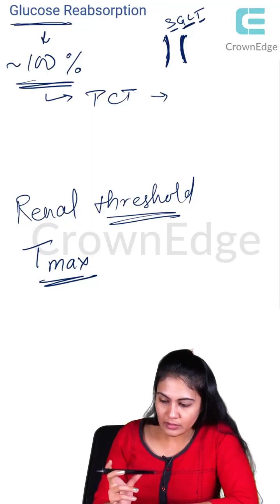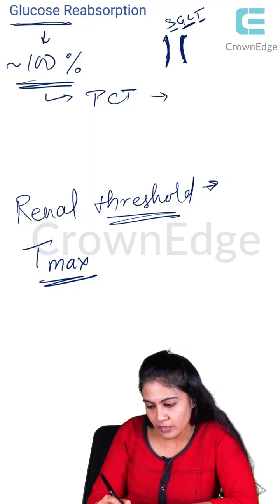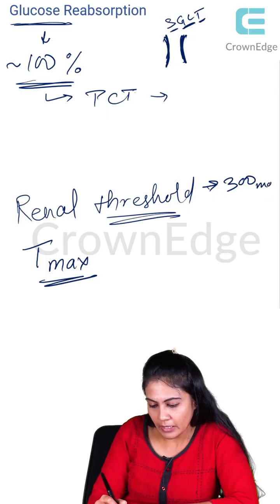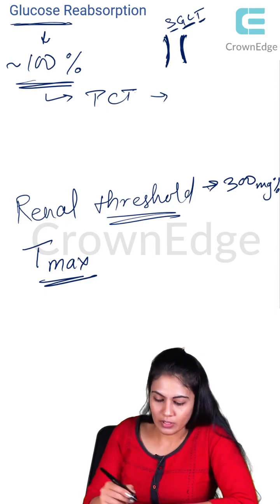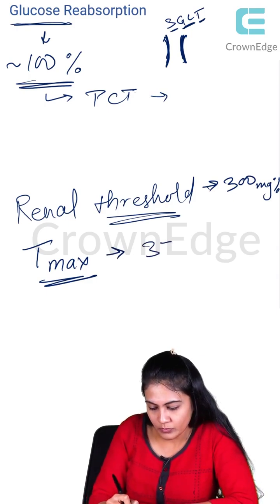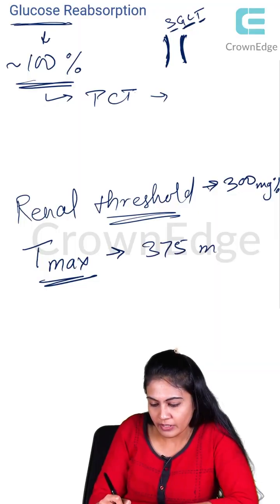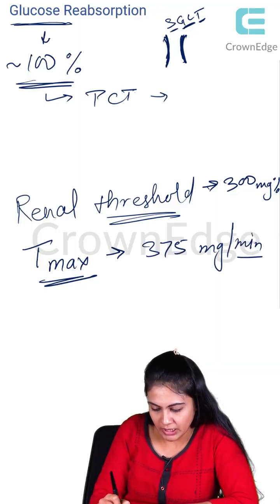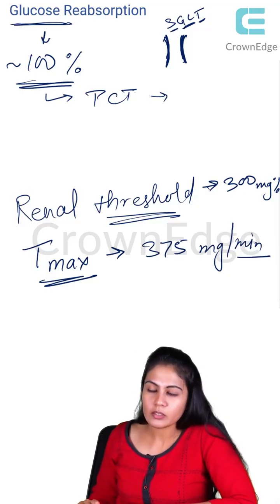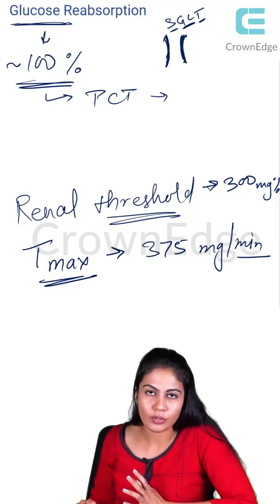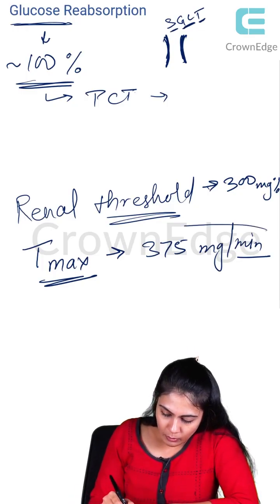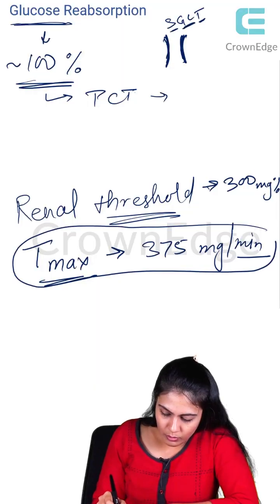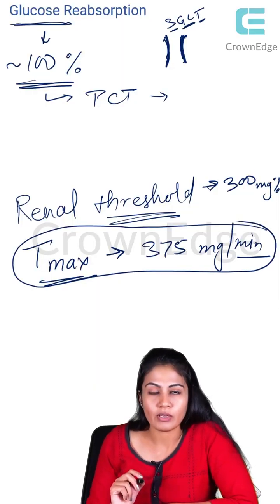So what is the renal threshold? The renal threshold is 300 milligram percent. And the transport maximum, Tmax for glucose, is 375 milligram per minute. Just remember these numbers. This is also important for exam purposes. So we say the maximum amount of glucose that can be absorbed is 375.